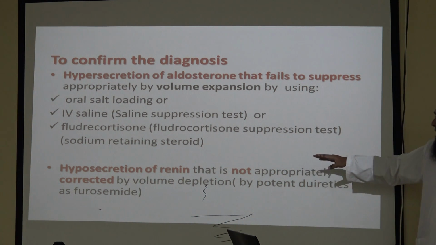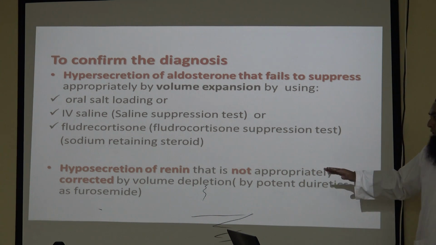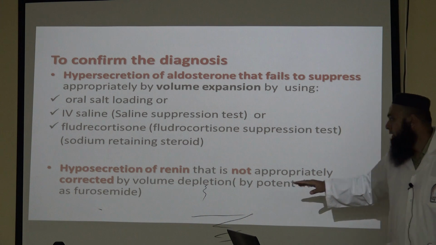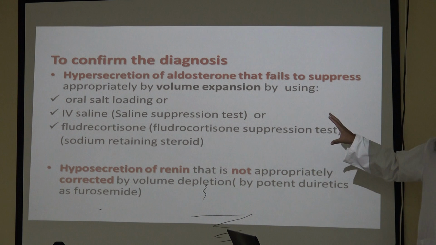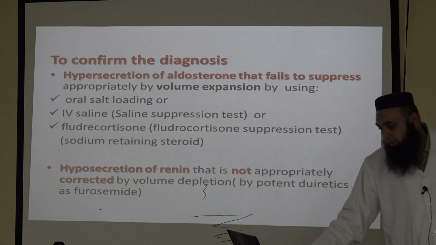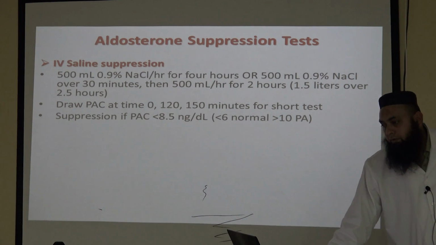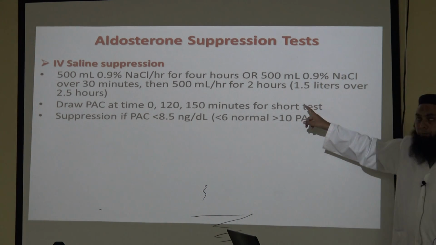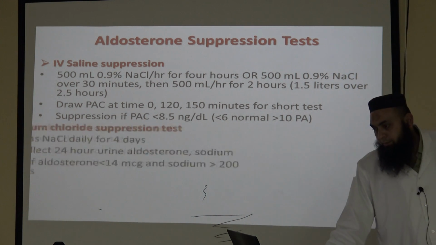So hyposecretion of renin that is not appropriately corrected by volume depletion, by potent diuretics such as furosemide. So these all are done to confirm the diagnosis. We will discuss in next slides. So IV suppression, don't be worried about these values. Just think that IV saline is given, simple.